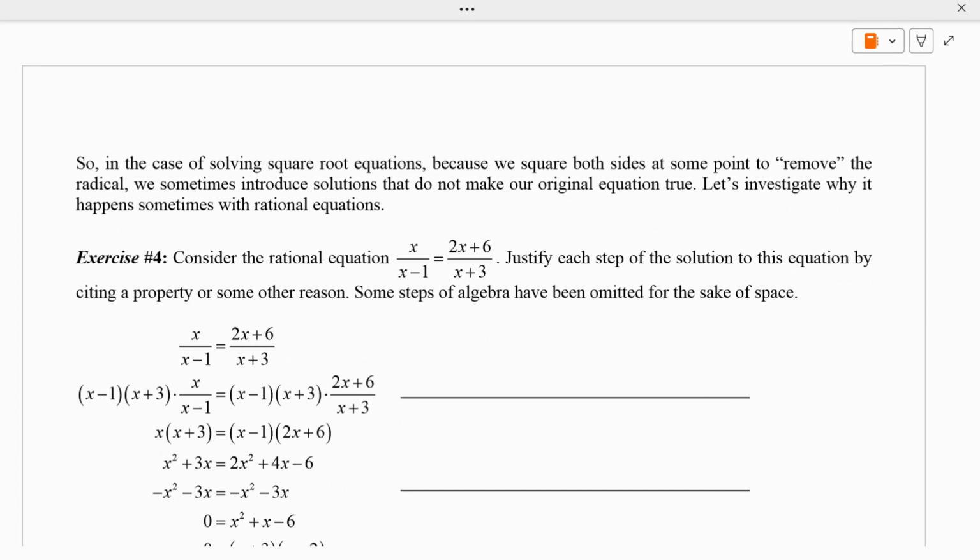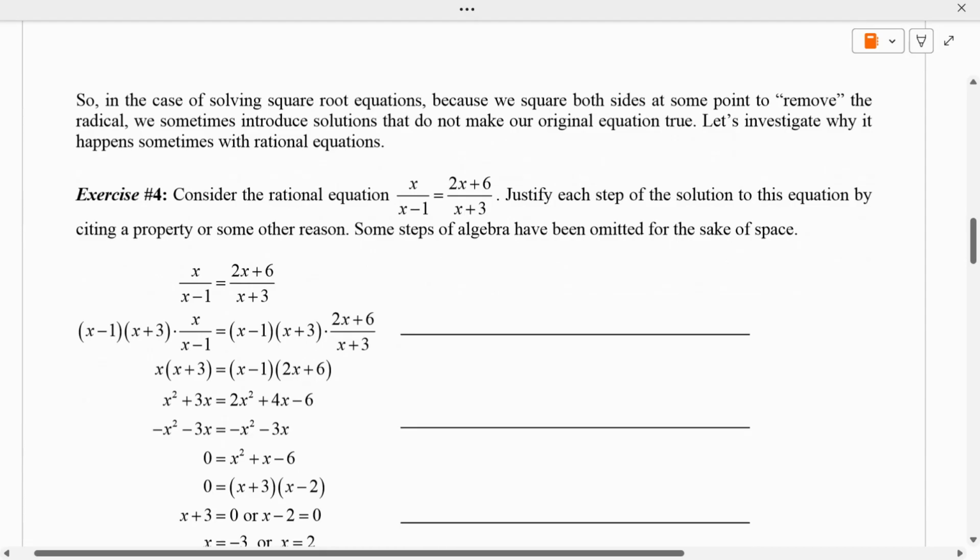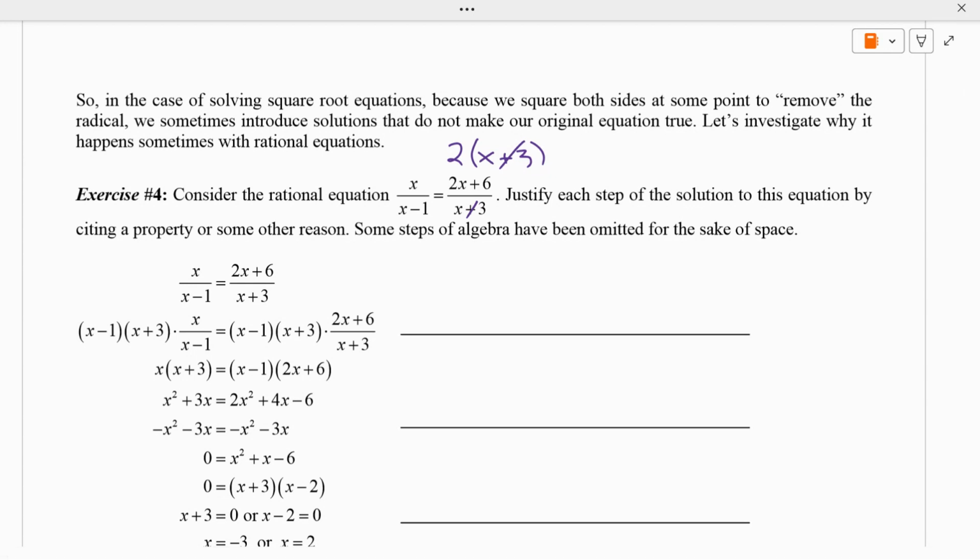Let's investigate why it happens sometimes with rational equations. So consider the rational equation x divided by x minus 1 equals 2x plus 6 over x plus 3. Some of you are already thinking ahead, and you know that you can take a 2 out of this numerator, and you end up with 2 times the quantity x plus 3. And we've done so much work with this that you know you're going to be able to simplify that, right?